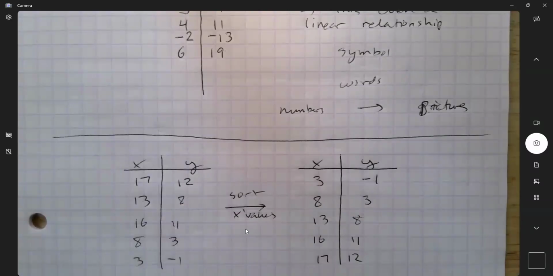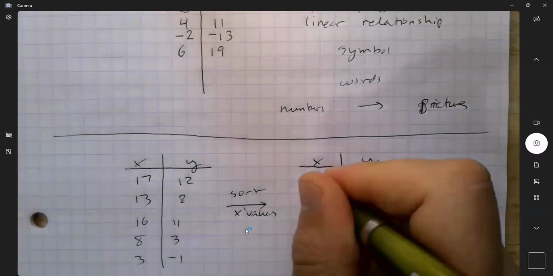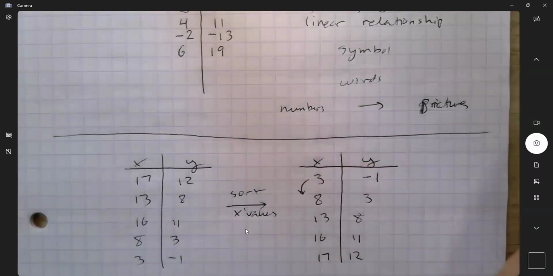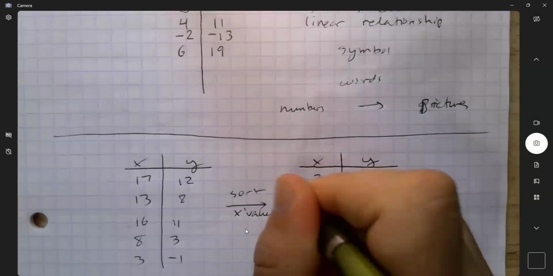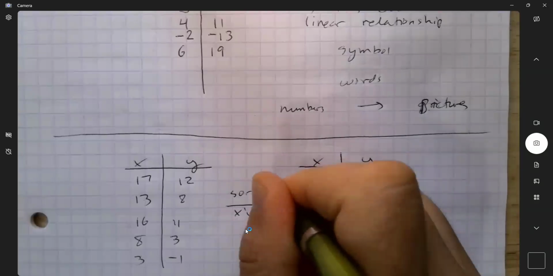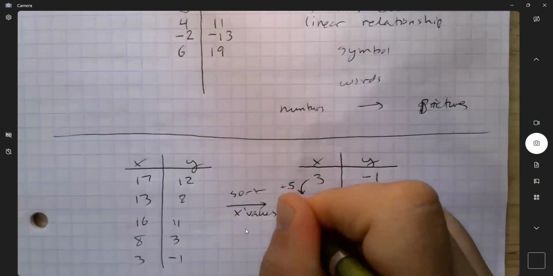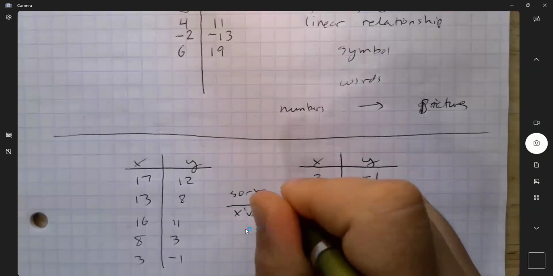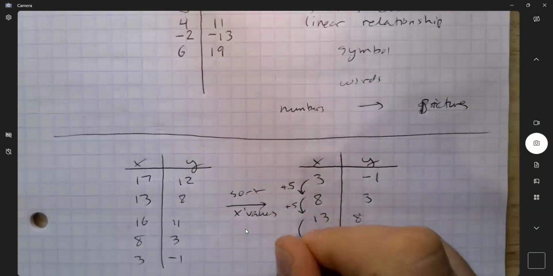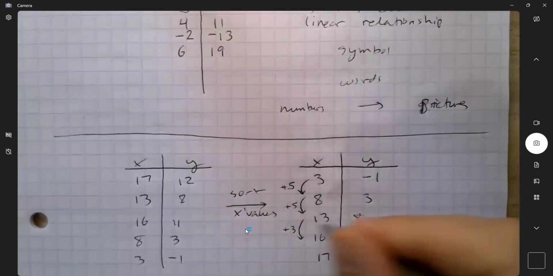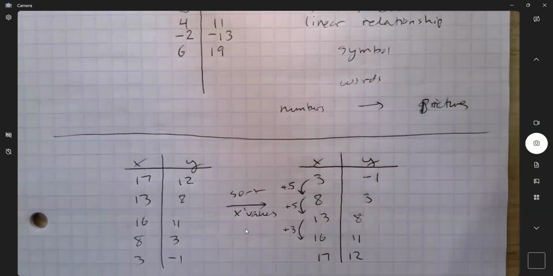That's my first step. Now I'm just going to count how far I have to go between each X. So X goes from 3 to 8, that's up 5. And then 8 to 13, that's also up 5. Here it goes a smaller step. 13 to 16 is only up 3, but that's okay. And 16 to 17 goes up 1. Now I'm going to count how my Y's move.